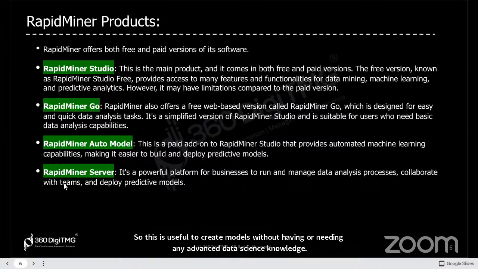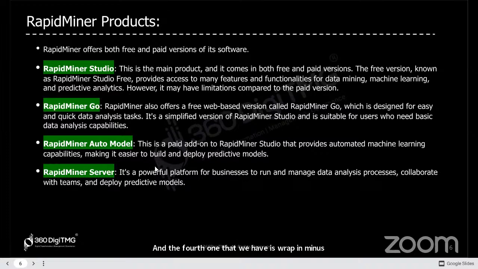And the fourth one that we have is RapidMiner Server. This is a powerful platform for businesses to run and manage data analysis processes, collaborate with teams, and deploy predictive models. RapidMiner Server is ideal for organizations that need to scale their data analysis operations and work collaboratively on projects. You already know about servers. A server is basically a collaborative platform, useful to collaborate with teams, manage data analysis processes, and deploy predictive models.